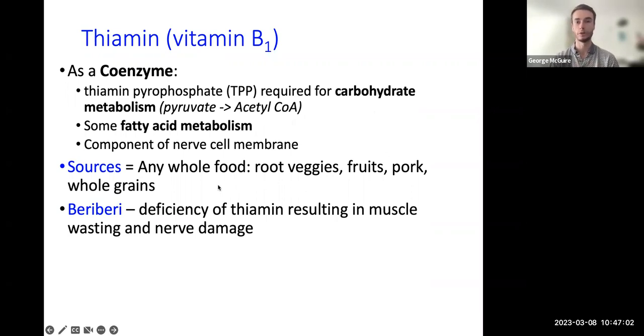So really any whole food is going to act as a source for thiamine. Lots of root veggies, fruits, pork is the main meat that you'll find thiamine in, and many of our whole grains. If you're not getting enough thiamine, this can result in muscle wasting and nerve damage. As I said, it's a big component of those nerve cell membranes. And our nervous system is mainly communicating as far as what signals we're putting out with our muscles. And so anything that is going to affect our nerve cells is going to affect our muscles and nerves themselves.